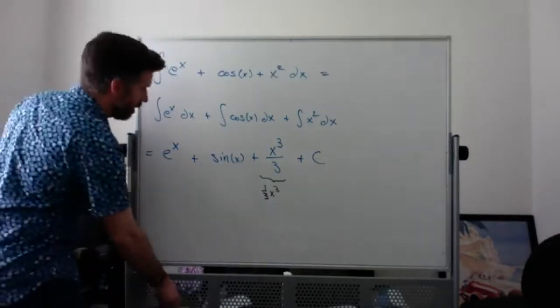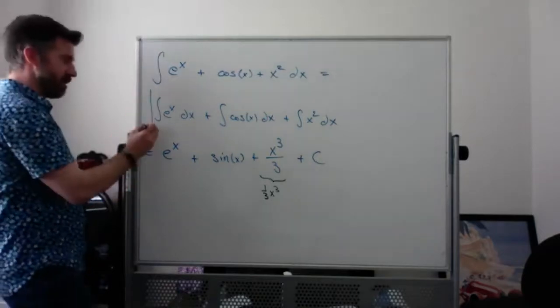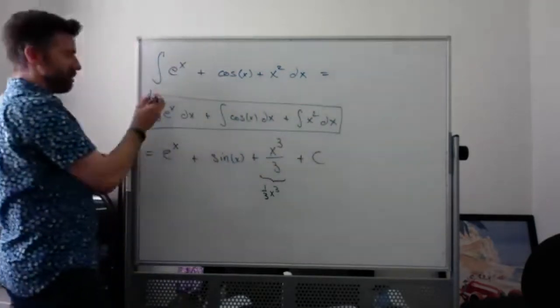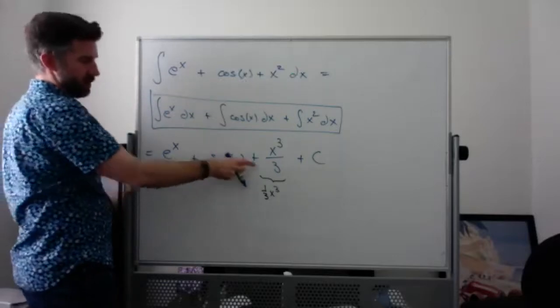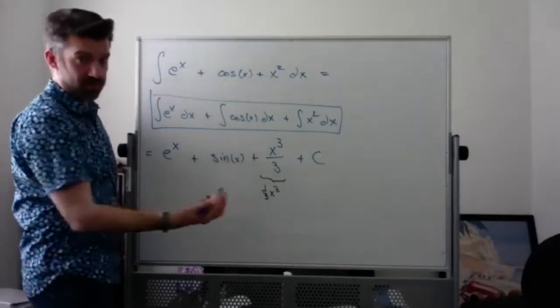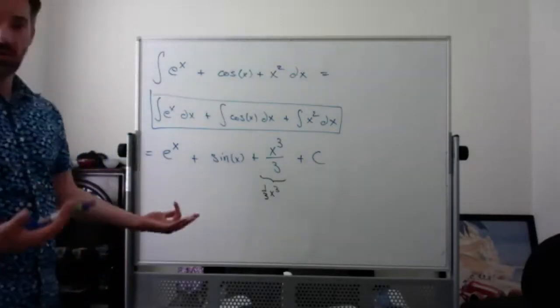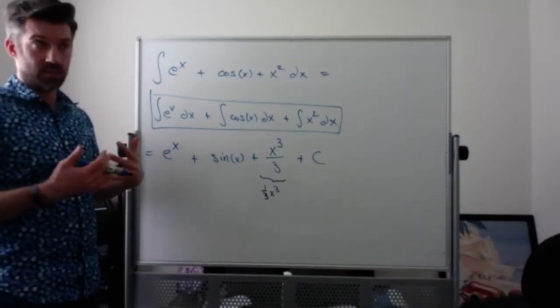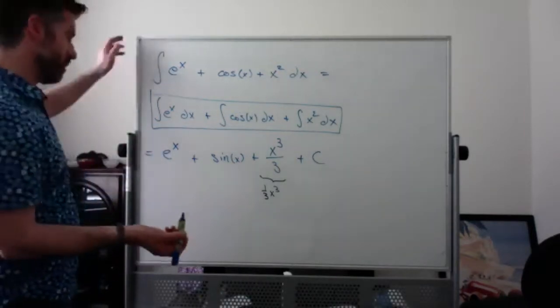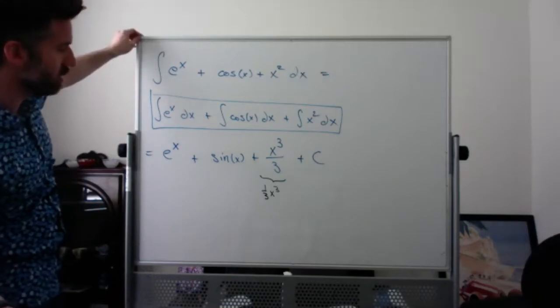But normally, I would not write this step here. I would skip this step completely, because I know that if I'm adding functions together, I'm just going to antidifferentiate each of them and add the results together. The same thing is true for subtraction. The same thing is not true for multiplication or division, right? Just to be super extra clear about things.